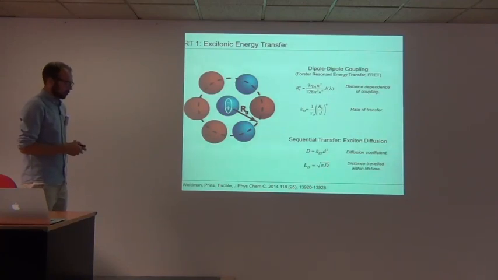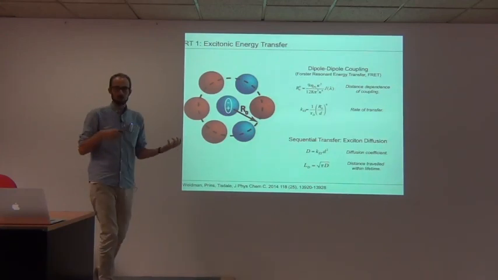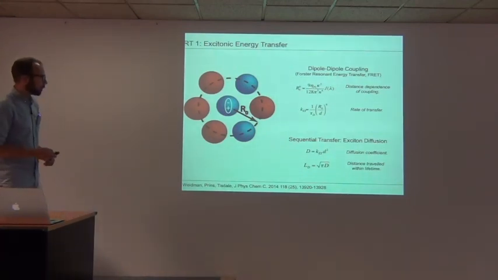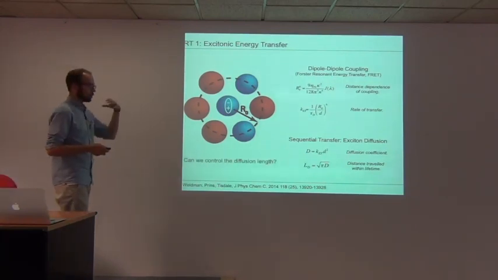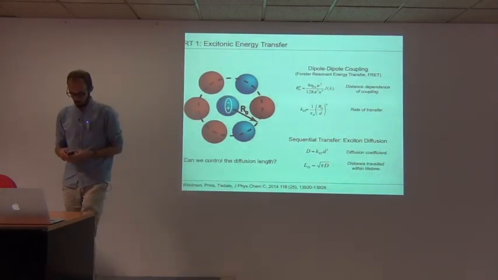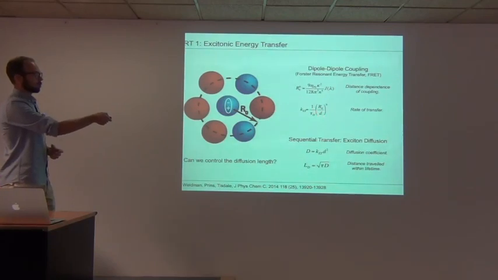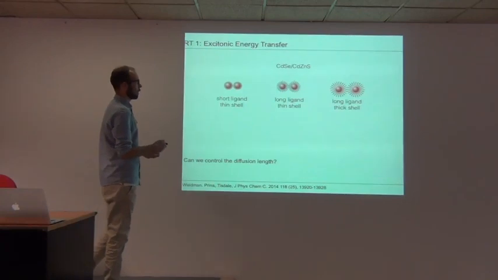So this is basically the theory, and one of the questions from a materials design perspective that we wanted to ask ourselves is, can we control this through material design? Can we design the material to either promote or inhibit exciton diffusion? And the easiest parameter that we found is, can we control the distance between particles and see how that affects whatever we have?